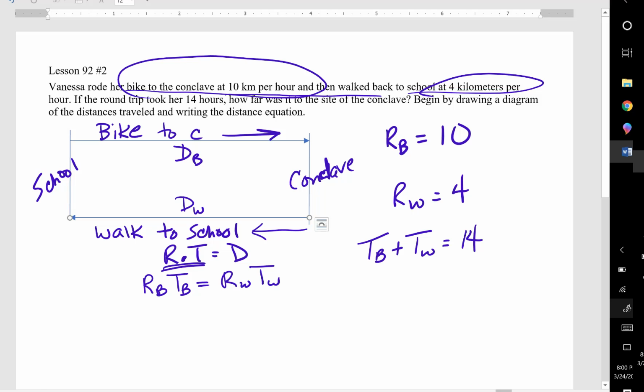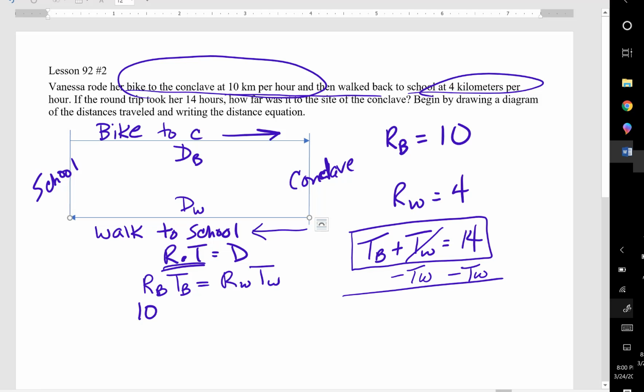All right. I have the rate on the bike, which is 10. I don't have the time on the bike. So what I'm going to do is look at this equation over here that I wrote about the round trip, that I'm adding the times together to get a total of 14, and I'm going to solve that equation for t sub b. So to do that, I'm going to subtract t sub w on both sides. So these cancel. T sub w minus t sub w is 0, and t sub b plus 0 is just t sub b, and that is 14 minus t sub w.